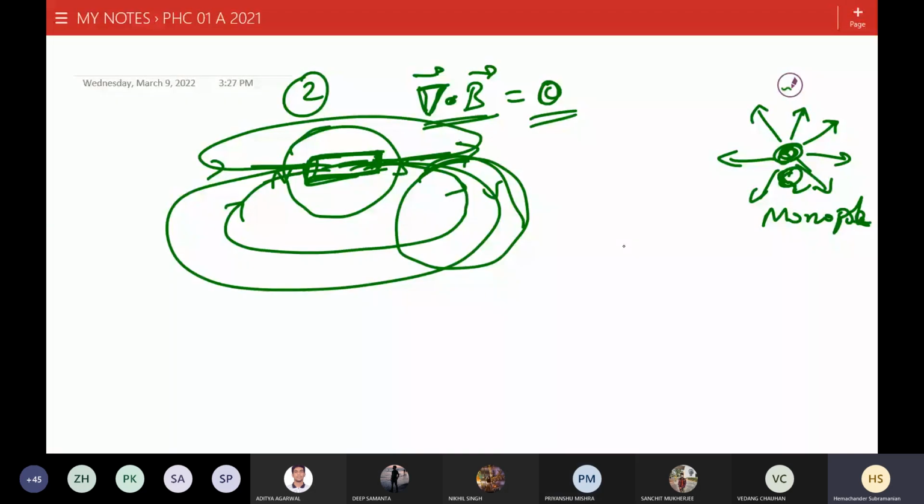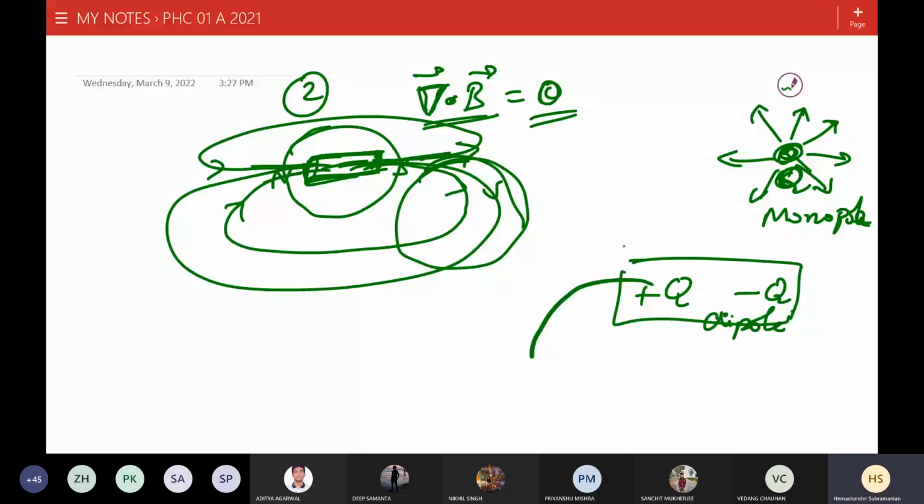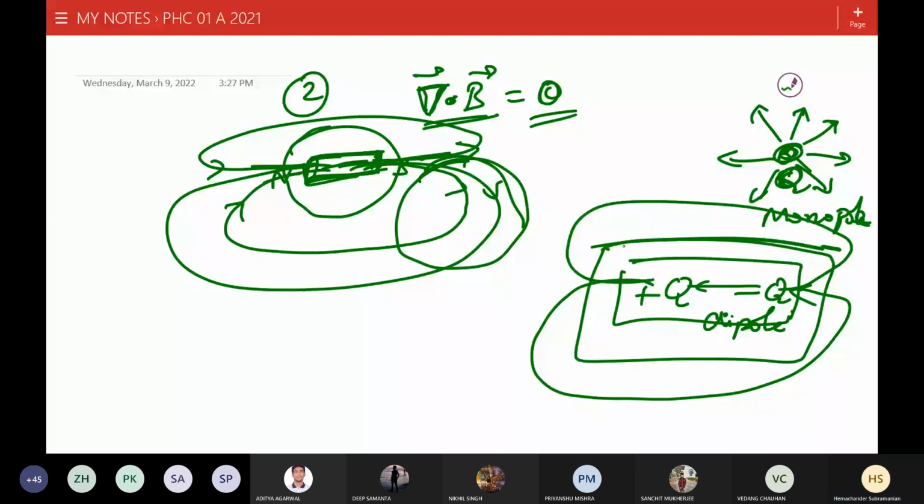Okay, so Q is a monopole, whereas a plus Q and a minus Q, if you put them together, this is a dipole. Okay, so whatever starts here ends here, right? Am I right? Yes, sir. So what about divergence for this surface? If I draw a surface around plus Q and minus Q, what is the divergence? Zero. Yeah, the divergence is zero, right?